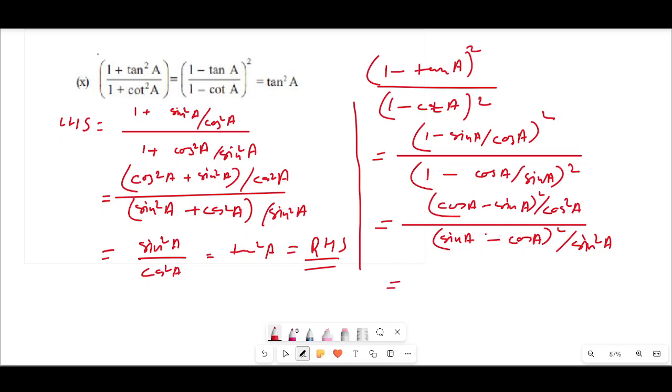Now this is the same thing because it is squared, so we can cancel it out. Here, if we take common, then the same value will come out. Now if we look at the numerator and denominator part, then it will become sin square A upon cos square A, which is tan square A. Now this is the right hand side of this part.